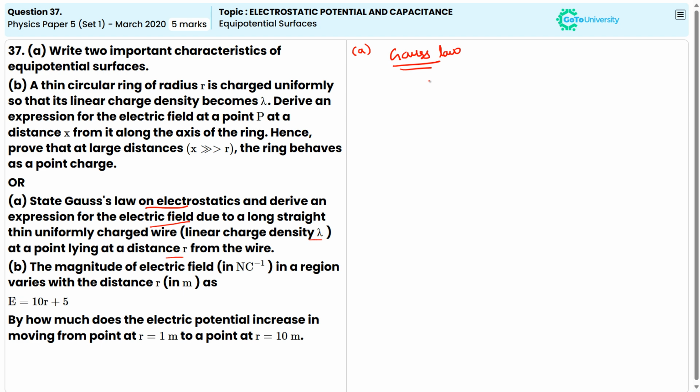Gauss law states that electric flux through a closed surface is 1 by epsilon naught times the charge enclosed by the surface. So we write phi E equal to Q divided by epsilon naught. So now according to the given information, let us take the uniformly charged wire.